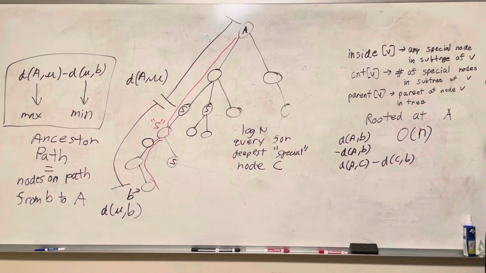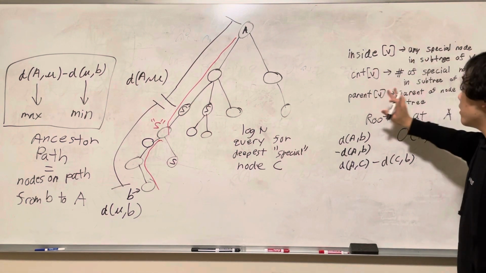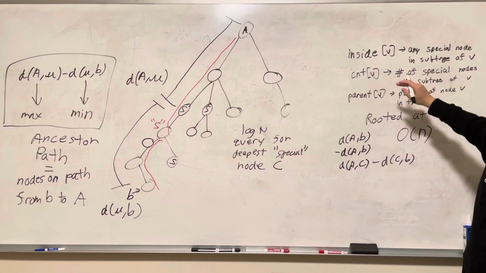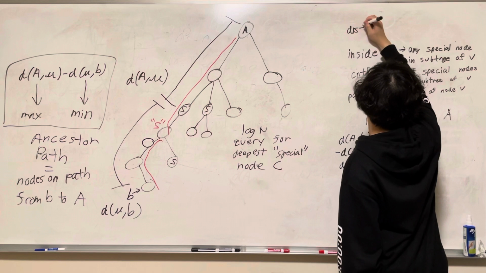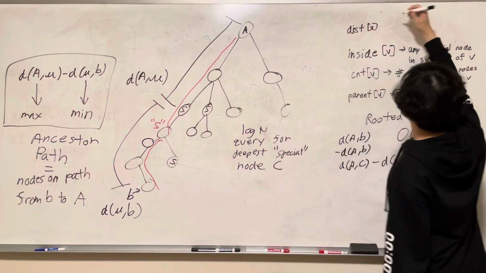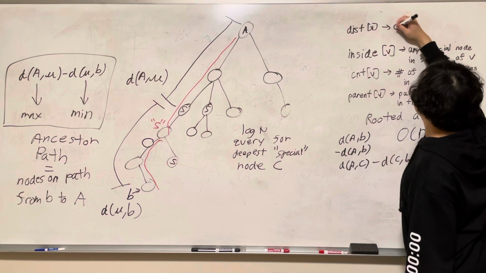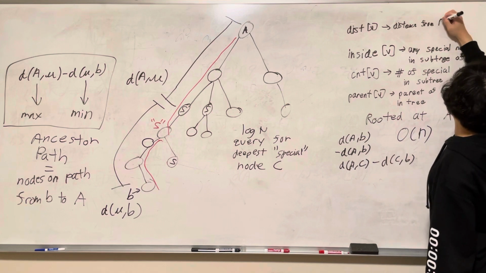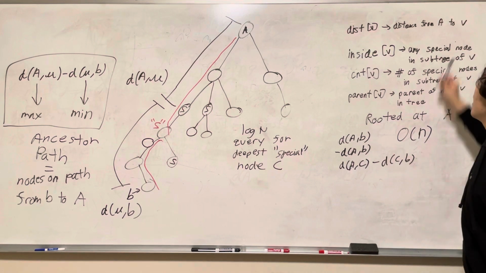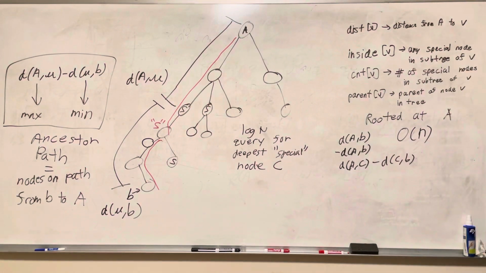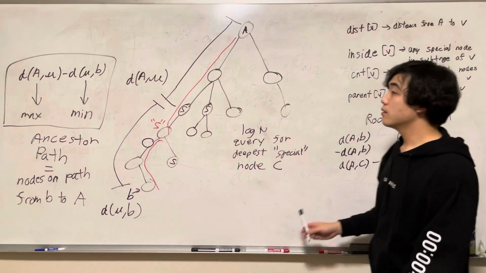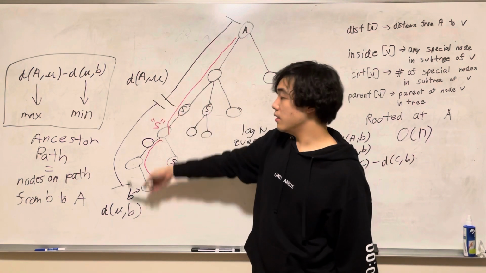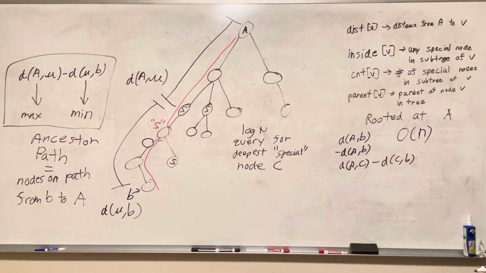Oh shoot! I knew I was forgetting something. Over here, it's also helpful to maintain distance. We need to also maintain distances. And distance of B tells you the distance from A to B, A, of course, being the root of the tree. And this is helpful in allowing you to calculate D of A of U and D of U of B.